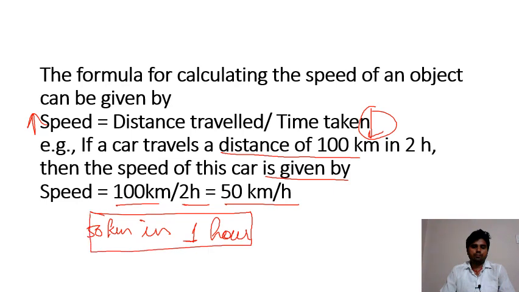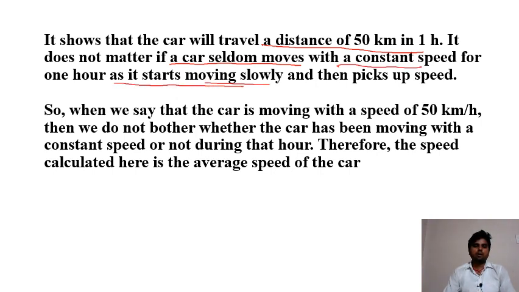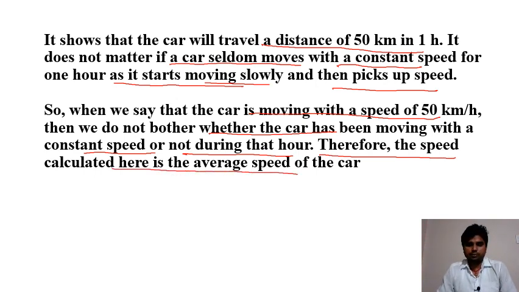Okay, yes or no? Now the question arises that it shows that the car will travel a distance of 50 km in 1 hour. It does not matter if a car seldom moves with constant speed for 1 hour, as it starts moving slowly and then picks up speed. So when we say the car is moving with the speed of 50 km per hour, we do not bother whether the car has been moving with constant speed or not during that hour. Therefore, the speed calculated here is the average speed of the car.